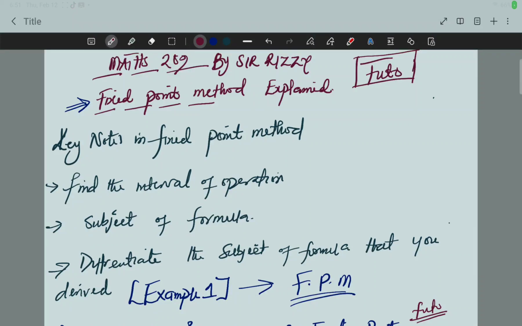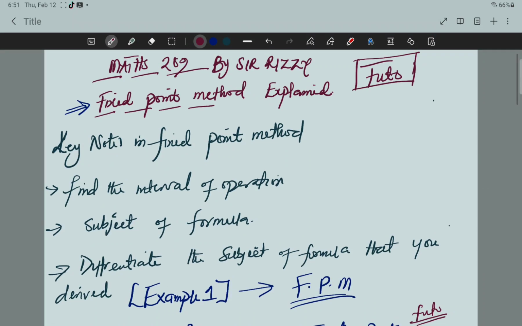This is Maths 209 and we are treating solutions to transcendental functions. And meanwhile, if we can recall, I said there are several ways to solve transcendental functions.